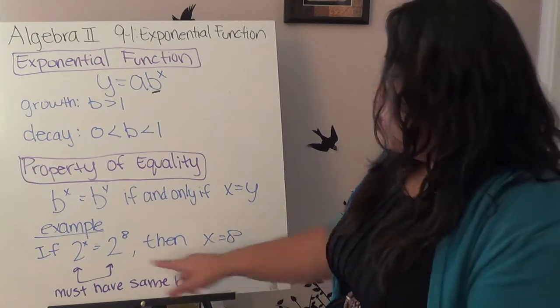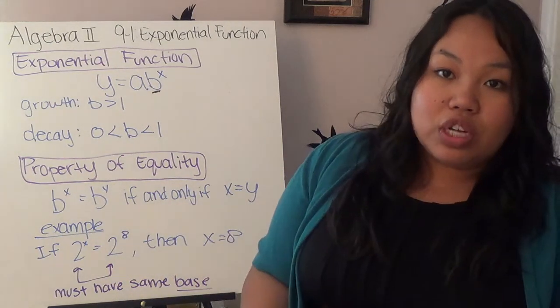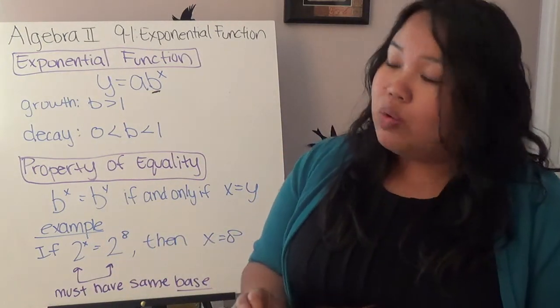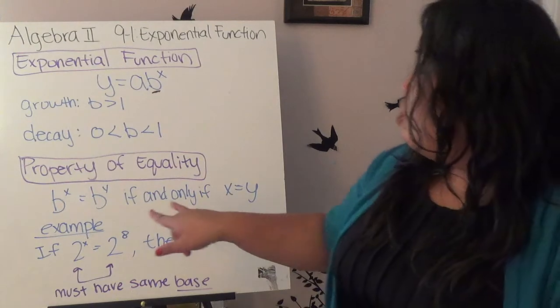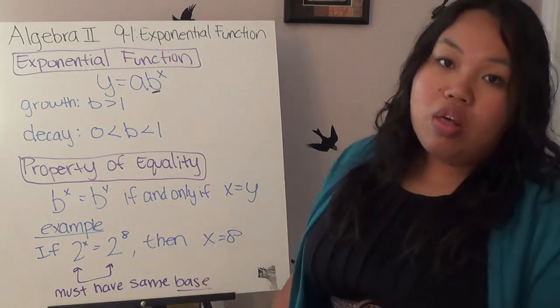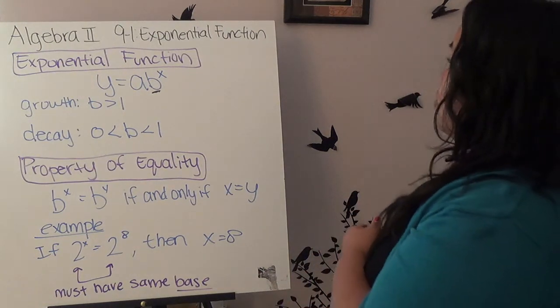That's pretty straightforward, but sometimes these exponents are going to be entire equations, and it's going to be a little bit difficult to solve. Sometimes you have to manipulate the equation, and you'll see what I mean. If the bases are the same, then I can ignore the bases and just solve for the variable. Alright? So let's go ahead and do an example problem.